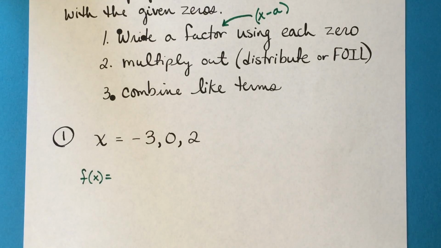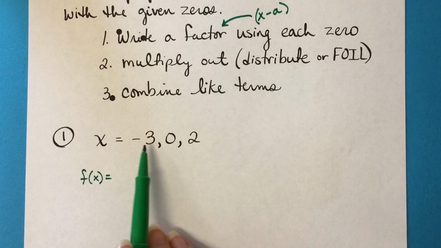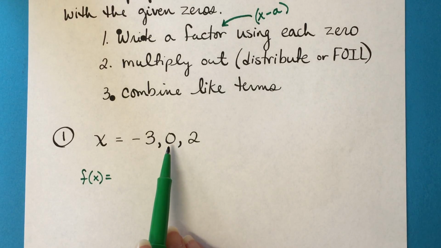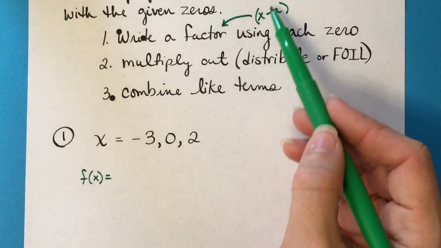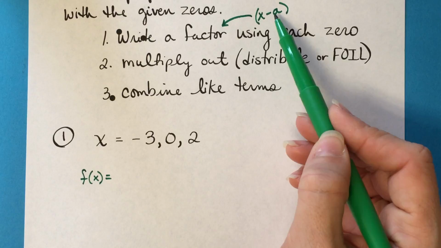You can say y equals or h of x equals, but you've got to give it a name. So I'm going to call it f of x. All right, so these are my a's. -3 is an a, 0 is an a, 2 is an a. So I've got to put each one of these numbers back up here in this x minus a, okay?